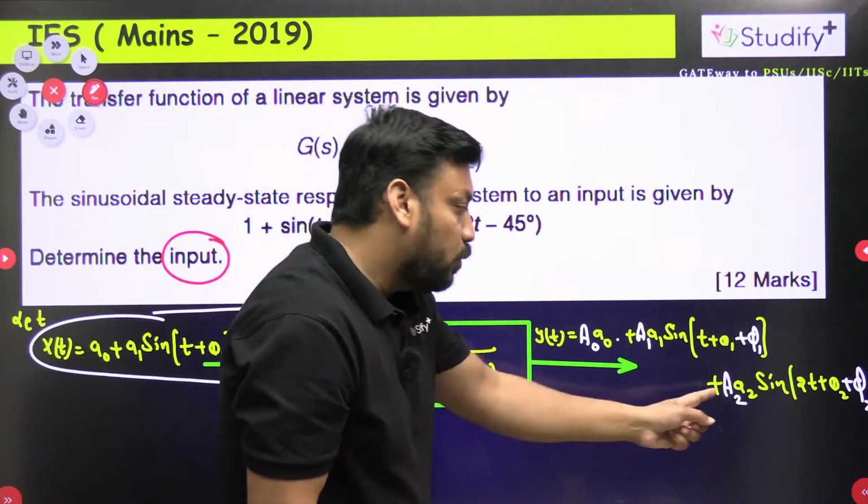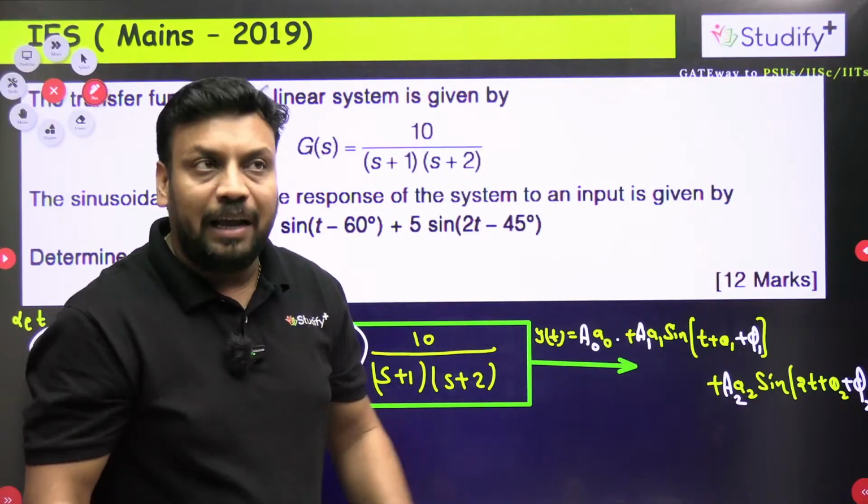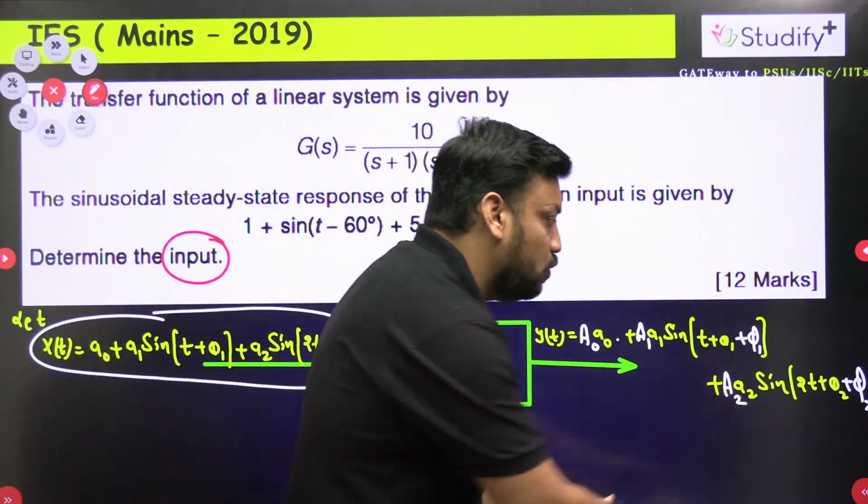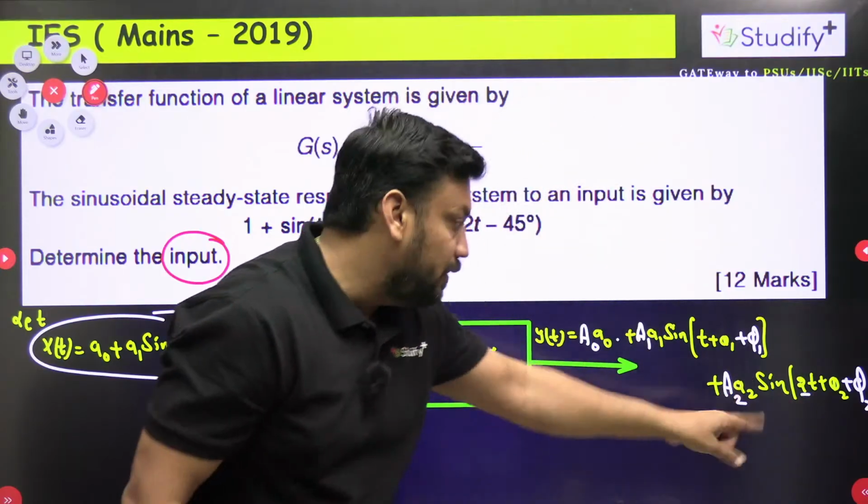If I am looking for A2 magnitude, then I will find the magnitude of T(j omega) at omega input. So this time I should take omega input 2. So it will give us A2.